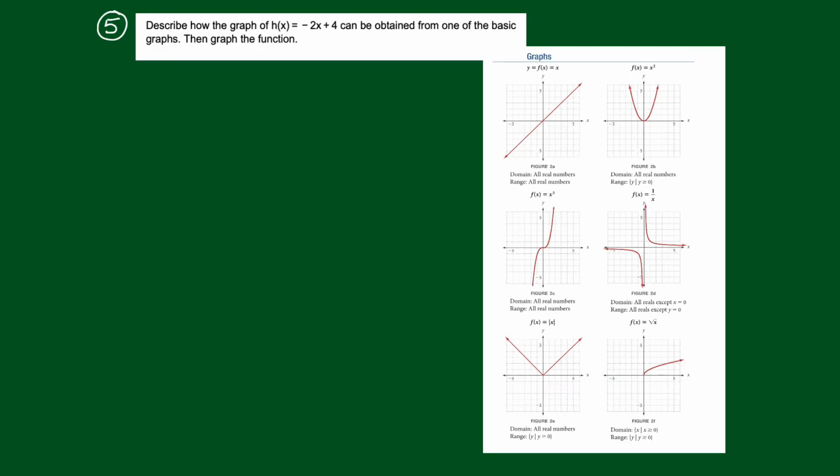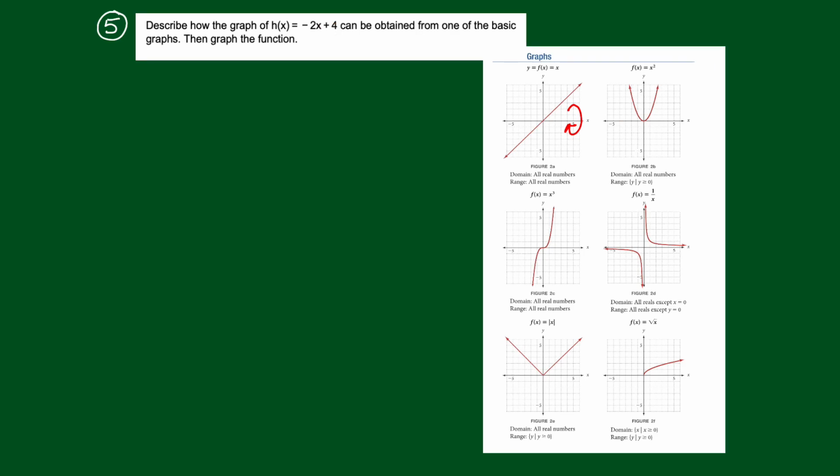All right, let's describe how this graph here of this function, negative 2x plus 4, can be obtained from one of the basic graphs. Now this is an x. I see a linear function in here. So I'm thinking of this basic function right here. Now, a couple of things happen here. First of all, we're multiplying it by negative 2. So I'm going to take this basic graph over here, and the negative means reflect it, so I'm going to reflect it around the x-axis. Then I'm going to stretch it by 2 units, and then I'm going to bring it up 4. Okay? That's what we're going to do.